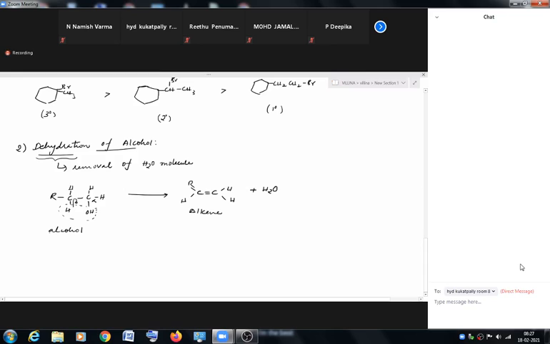Now, we require a reagent, right? Our reagents will be dehydrating agents. Either we can take acids or some other types of oxides also, mostly acidic oxides. So we are going to use dehydrating agents to remove a water molecule from our reactant. So please take down the statement for this.